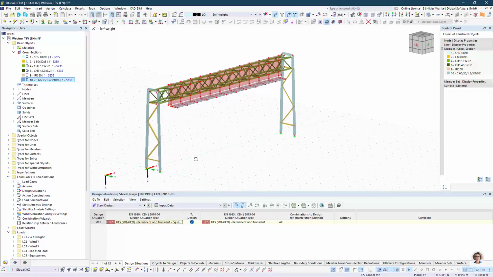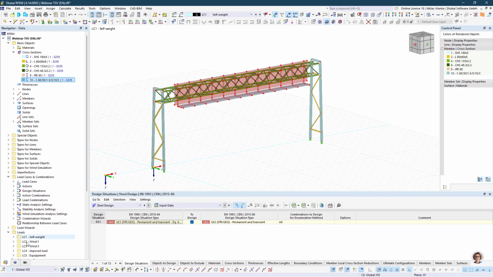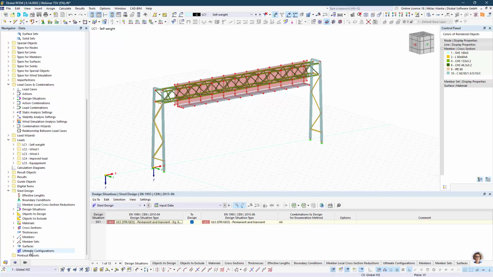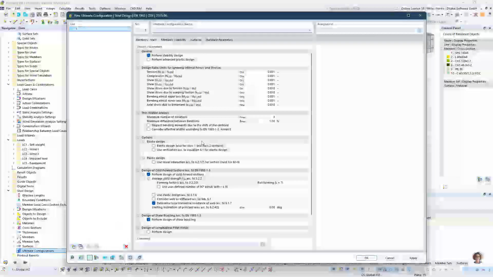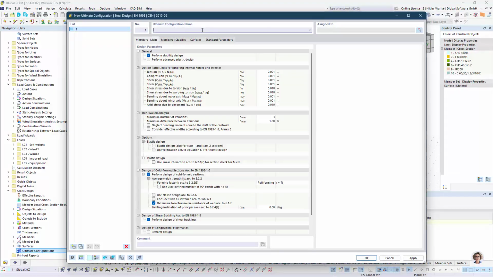Good. So if we want to use the PIFM now, we will have to create a new ultimate configuration and assign this configuration to our members. So we will right-click and say New Ultimate Configuration. And we can name this configuration PIFM with redistribution. And of course, if I already name it like this, we will do the setting so that the PIFM with redistribution will be performed for all assigned members.